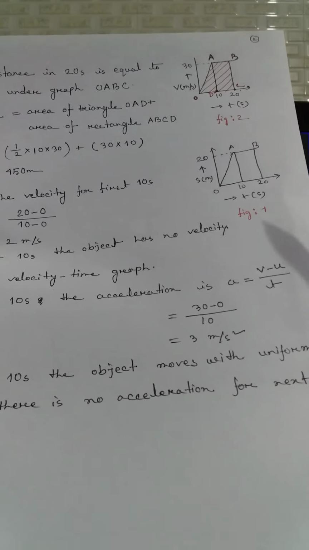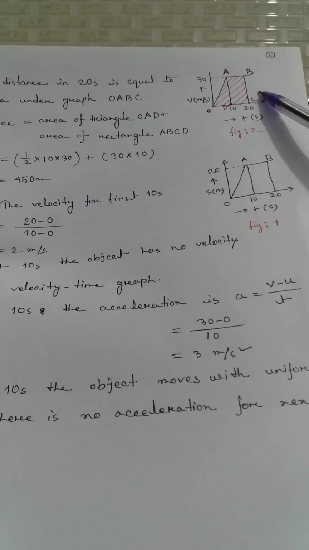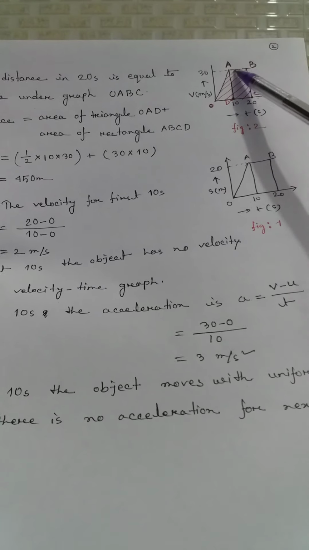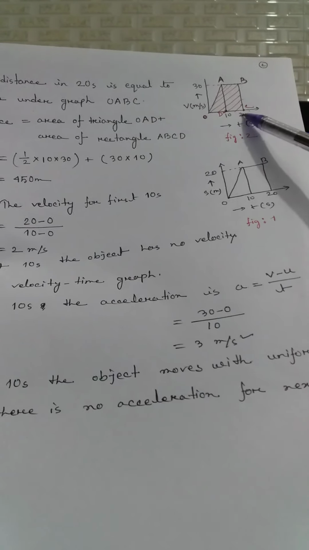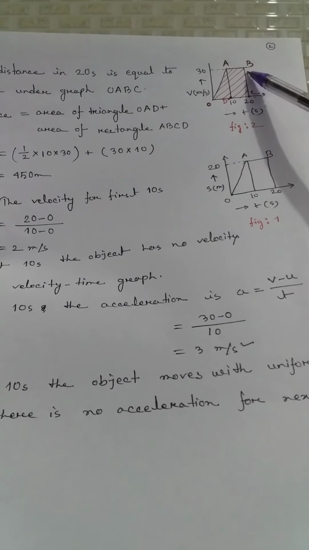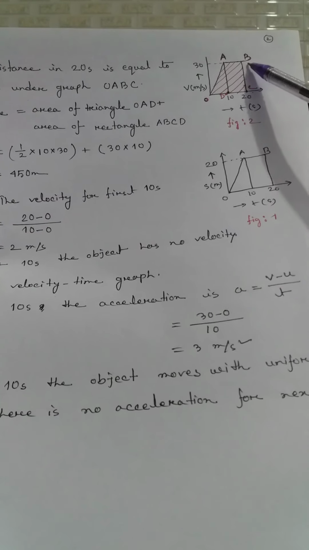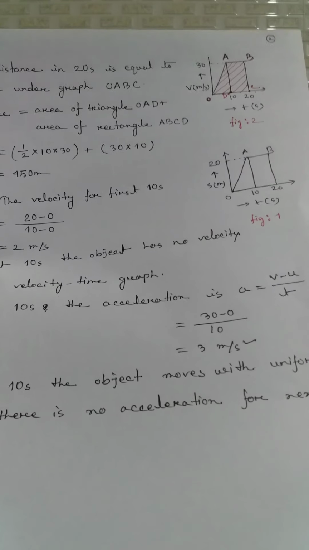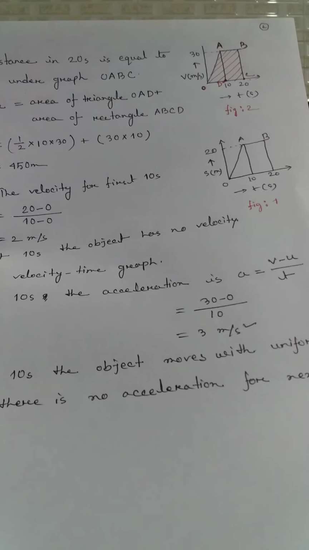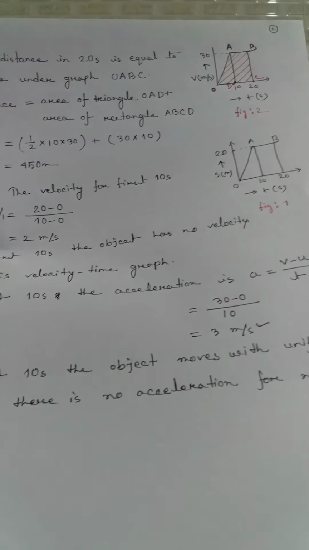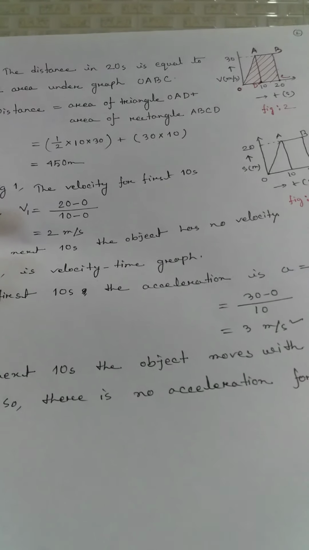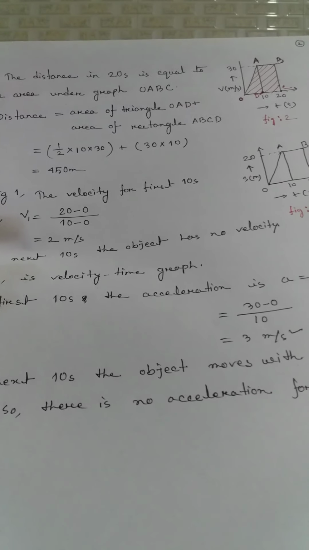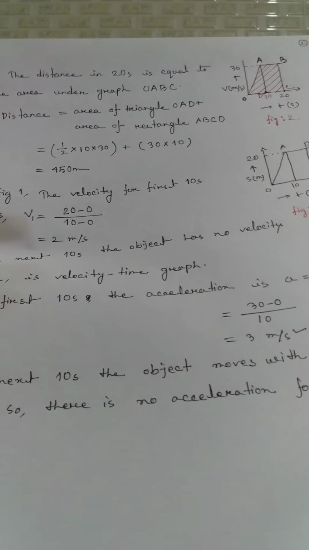But if we observe the graph for the next 10 seconds, the object moves with uniform velocity. This is a line parallel to the x-axis, so the object moves with uniform velocity, and we know that when an object moves with uniform velocity, there is no acceleration. So for the next 10 seconds there is no acceleration. So this is the comparative discussion about figure 1 and figure 2.